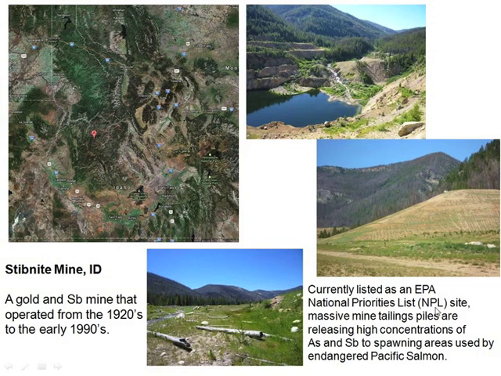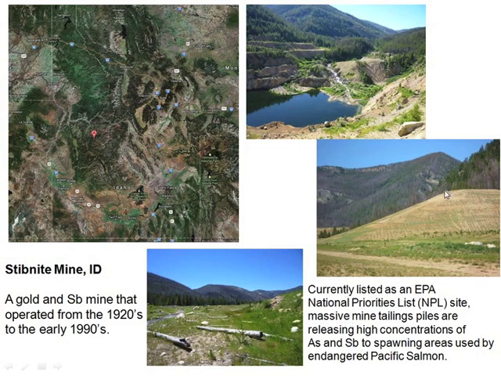But it's currently listed as an EPA National Priorities List site because over the course of the mine's operation, massive mine tailings piles have been piled up in the stream valley near the mine that are releasing high concentrations of arsenic and antimony into this creek, Meadow Creek, which is a tributary to the East Fork Salmon River and is a spawning area used by endangered Pacific salmon, among other problems here.